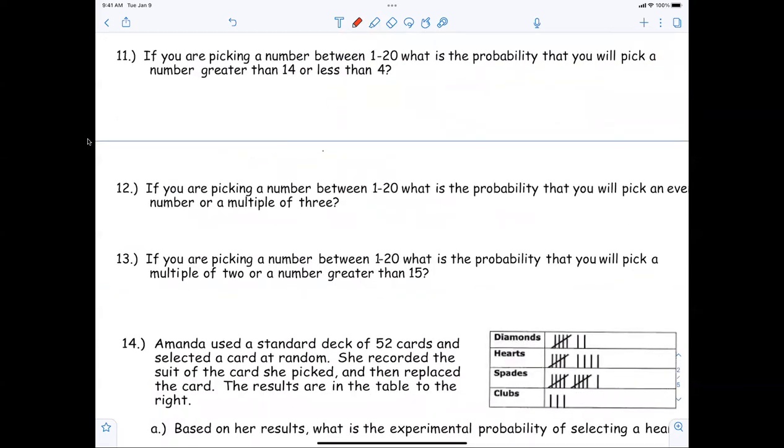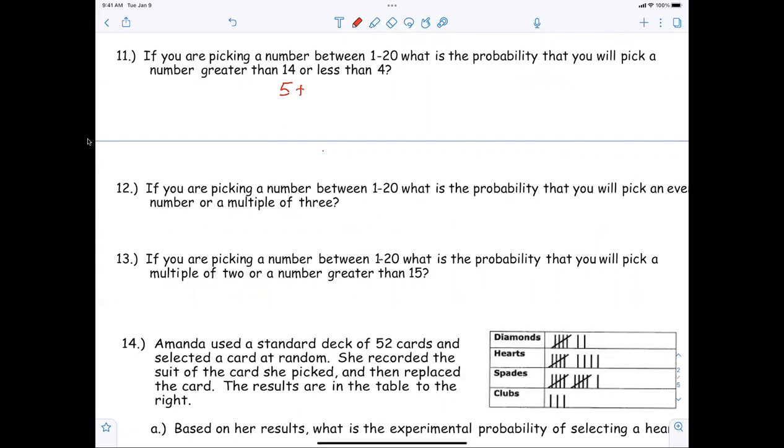All right, if you are picking a number between 1 and 20, what is the probability that you will pick a number greater than 14? How many numbers are greater than 14? Five. Because you don't count 14. All right. So 5 of them are greater than 14.